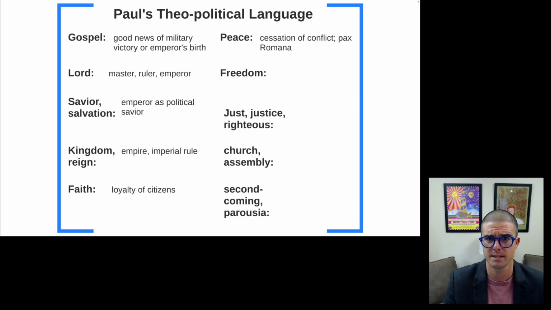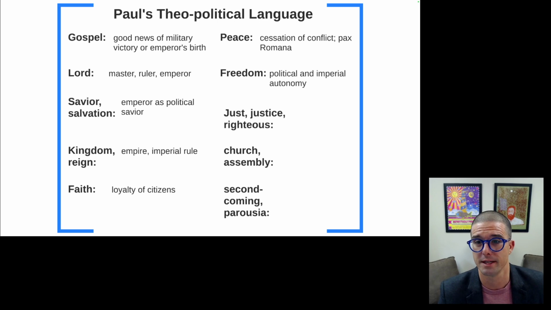When Paul speaks of peace, this echoes aspects of the term with respect to the Roman Empire as a cessation of conflict, a time when there is not conflict within the Roman Empire. There's not civil war within the Roman Empire. And there's this period of the Pax Romana, the Roman peace, where people are flourishing and doing well. There is not a lot of military conflict, and people are living in wealth and security.